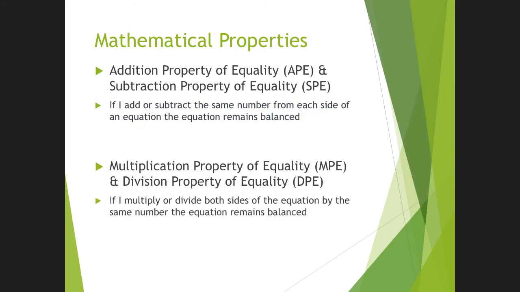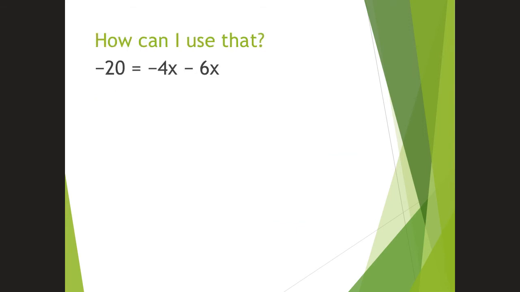Same thing, the multiplication property of equality, MPE, and the division property of equality, DPE, tell us if I multiply or divide both sides of the equation by the same number, the equation remains balanced. We're going to be using these math properties to solve some problems. So how could I use that?